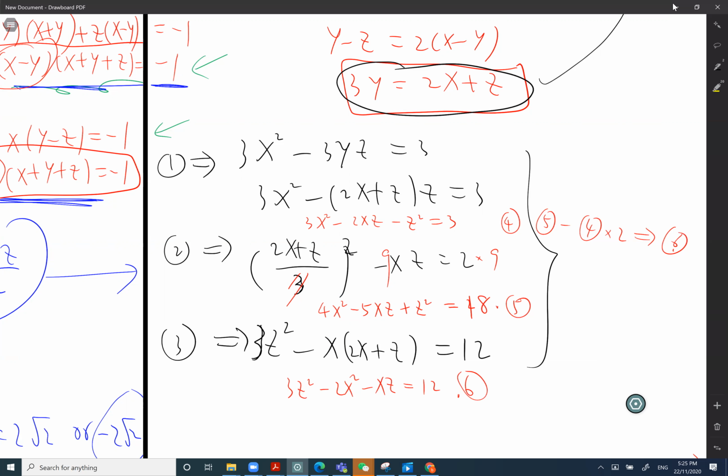Yeah, you can use 4 and 5, or you can use 4 and 6, or you can use 5 and 6. I need 2 of them.